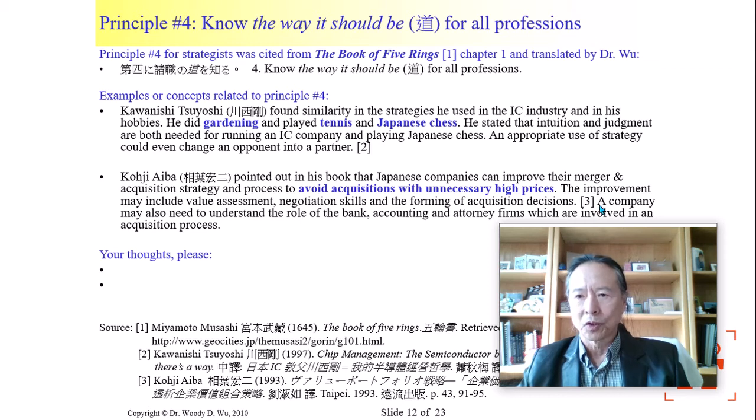Dr. Woody Wu suggests a company may also need to understand the role of the bank, accounting, and attorney firms which are involved in an acquisition process. You buy at a high price, not so good products. Guess what? You're going to use it, right? Once you use that not so good high price product, you're going to displease your customers and you're going to hurt your image.